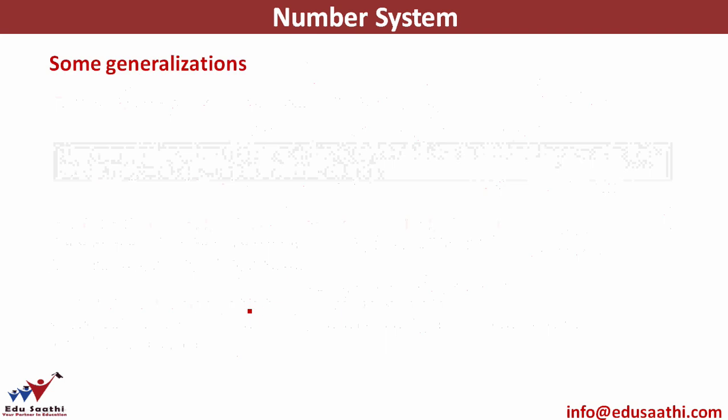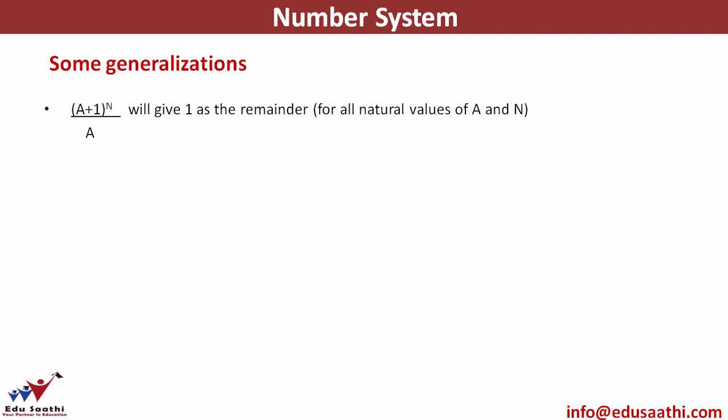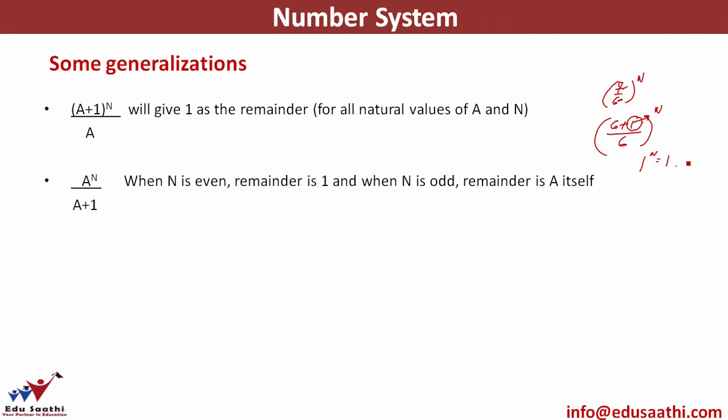There are some generalizations that we need to keep in mind whenever you are doing questions on remainders. (a+1)^n over a will always give a remainder of 1. That means if you have a number like 7 divided by 6, raised to power n, this 7 can be written as 6 plus 1. 1 divided by 6 is a remainder of 1, even when done n times, it would always give a remainder of 1.